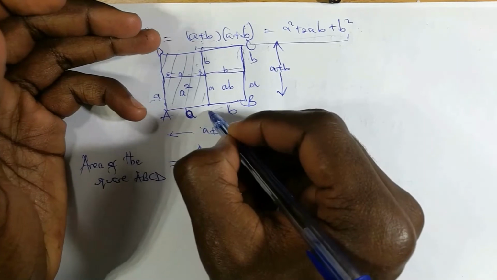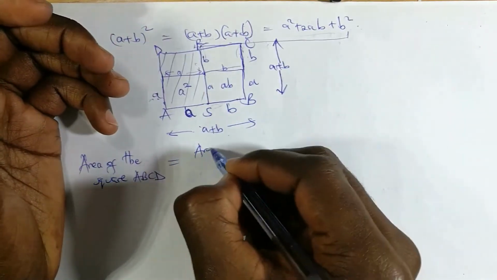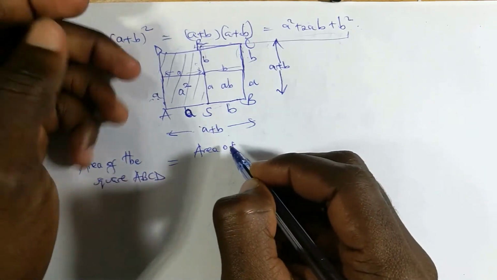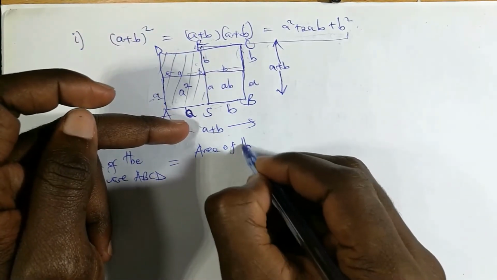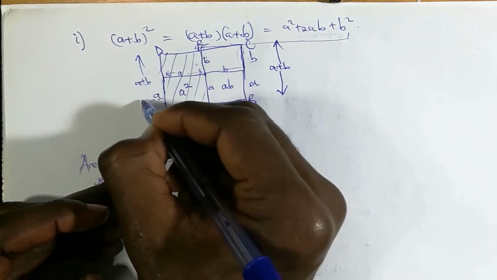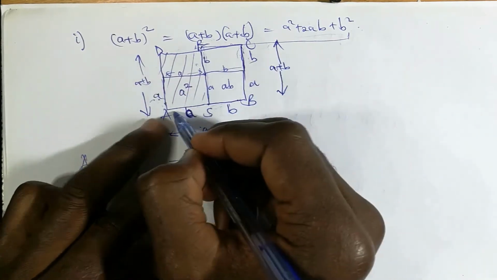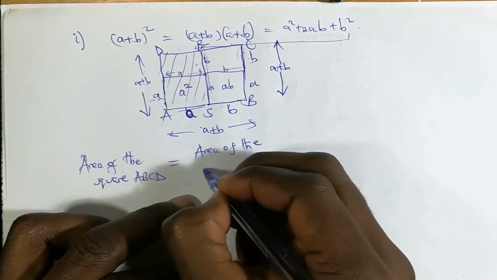Okay, now we have a plus b here, also a plus b, then the area of the rectangle. That's not a rectangle because here we have a plus b. This has side a here, but here is a plus b. That means it's a rectangle.